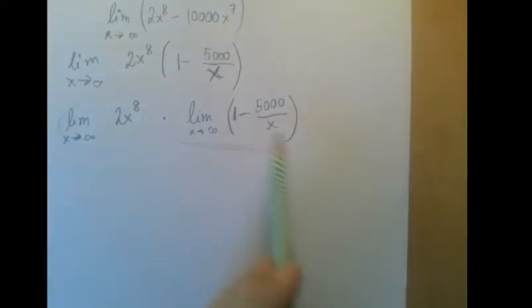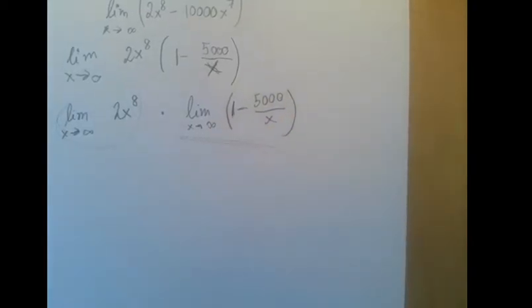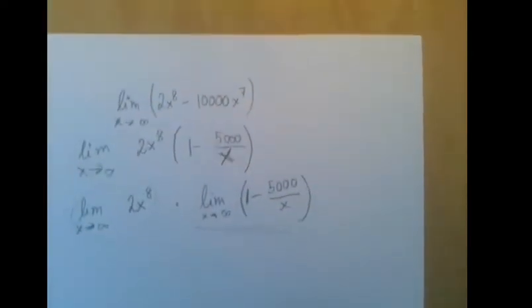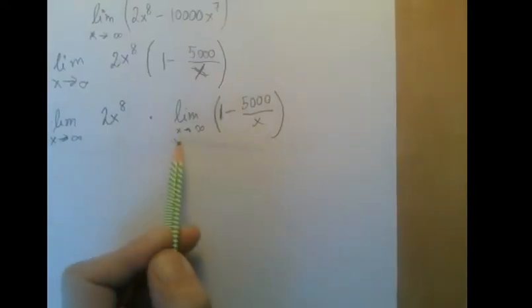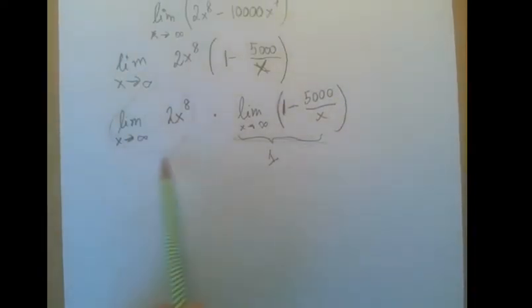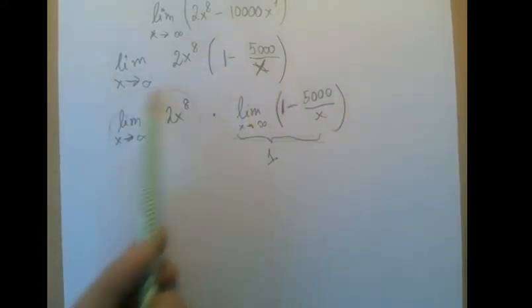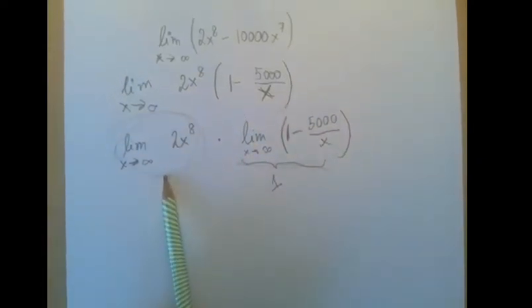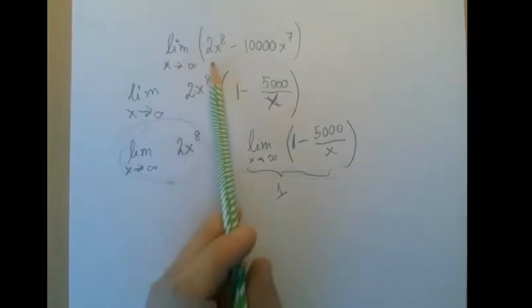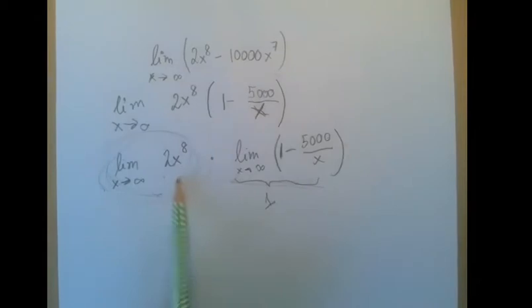So x is gigantic, 5,000 over x is tiny, approaching 0, and that small number is being subtracted from 1. So as long as we factor out the entire leading term, this limit will always be just 1. And so we don't even have to worry what this limit is, because you see this is a multiplier of 1. So whatever this term wants the limit to be, that is what the limit is going to be, right? So we literally prove that the limit of this is the limit of the first term.